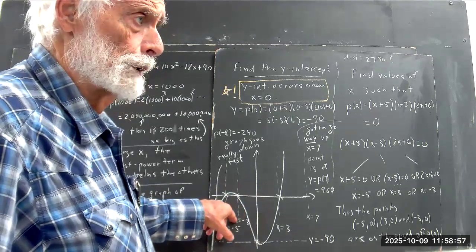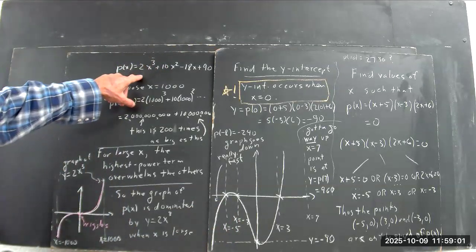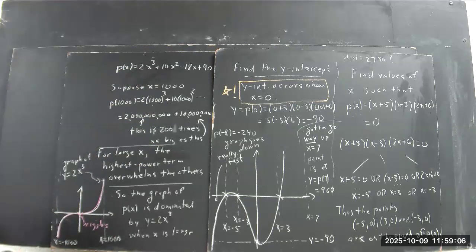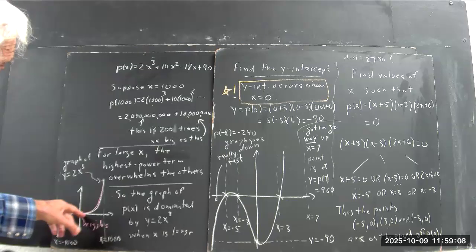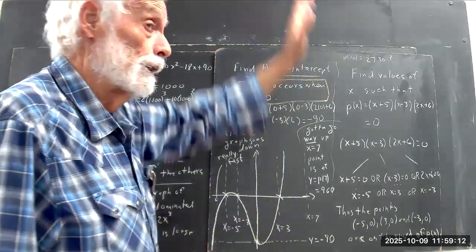So it's the wiggles that we're really interested in. We know that this is going to act like the graph of 2x cubed when we get away from here. So you have the wiggles and then it just takes off.